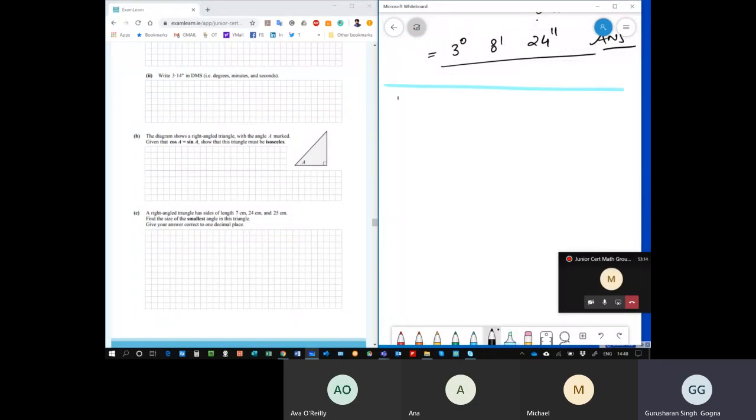Okay, so the next part of this question is: the diagram shows a right angle triangle. You can see that. This angle is A, which is given. Given that cos A is equal to sin A in this triangle, let's call this triangle PQR. They already give you cos A equals sin A, and they want you to prove that this triangle must be isosceles.